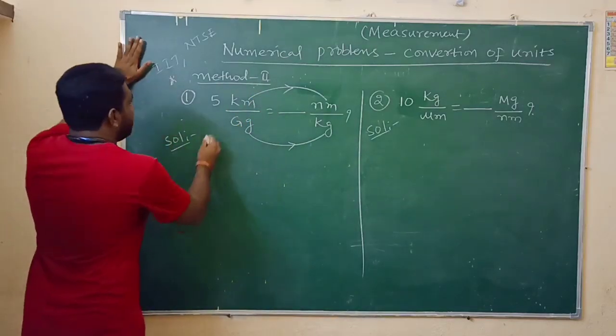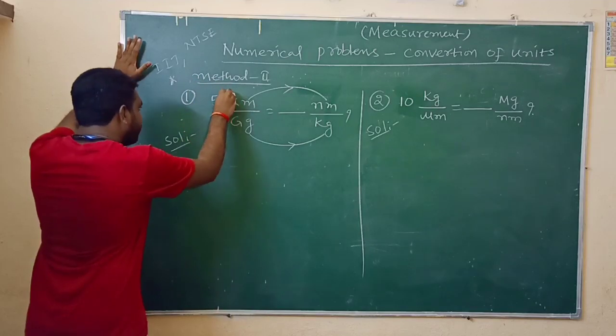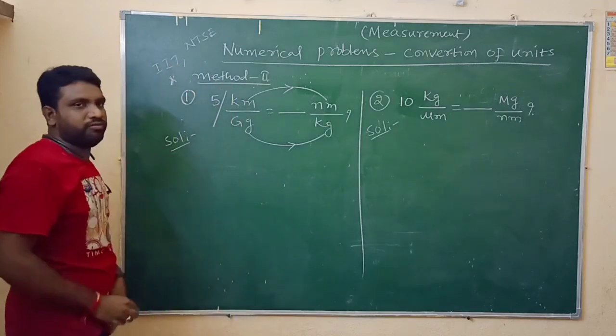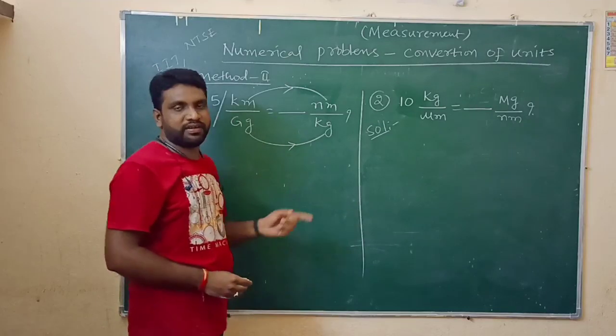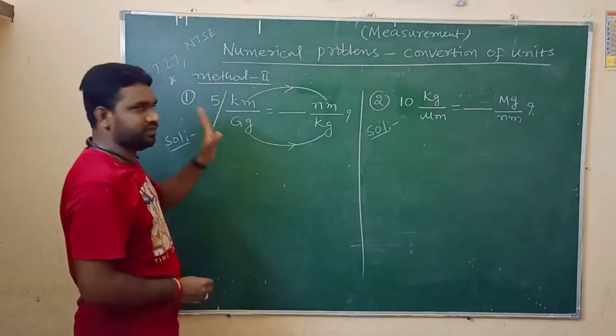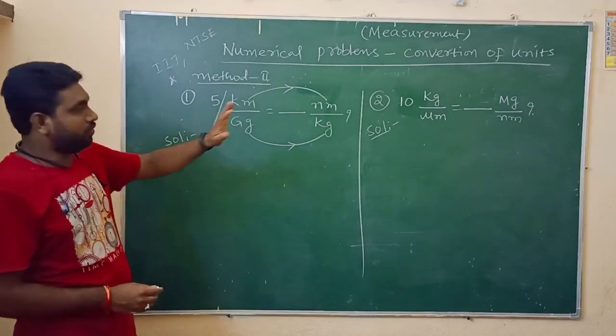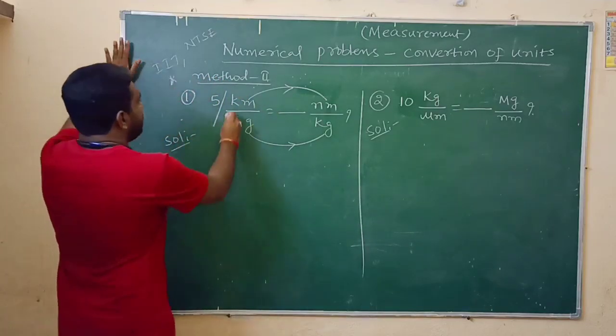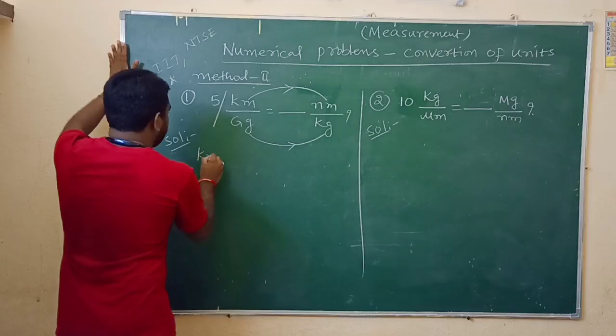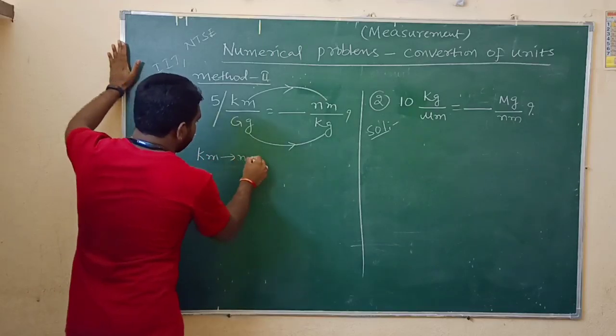Now first, this 5 will be kept apart from the problem. After getting the answer, we need to multiply that answer with 5, then we will get it. So here you don't need to consider it while solving. Okay, don't get confused. 5 will be apart. First, we need to convert kilometer to nanometer.